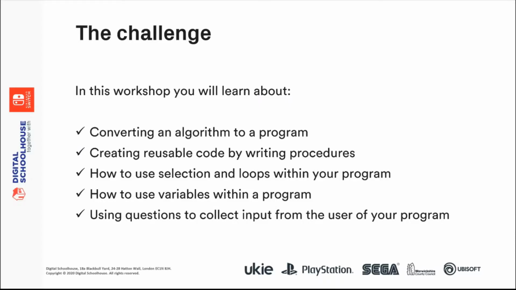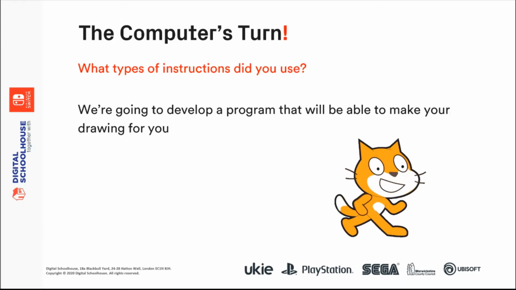In this workshop you're going to learn about how you could convert an algorithm to a program, because of course the way that we create a program that a computer could run is to take the algorithm and convert it into code. We're going to be creating reusable code by writing procedures. We're going to learn how to use selection and loops within our program, and we're going to learn how to use variables. And finally, we're going to look at how we can use questions to collect input from the user of our program. So this today is going to be looking at the computer's turn.